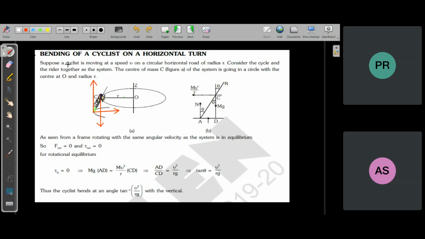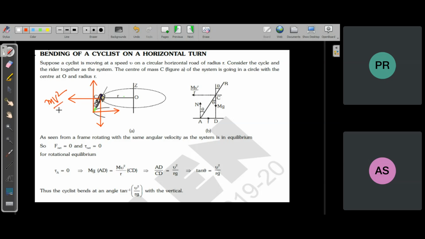So if you sit on the cycle and then you see that the cycle is in rotational equilibrium, but you are sitting on the cycle, so you have to take a pseudo force, and that will be opposite to the direction of the acceleration of the cycle, pseudo force mv square by r in this case.